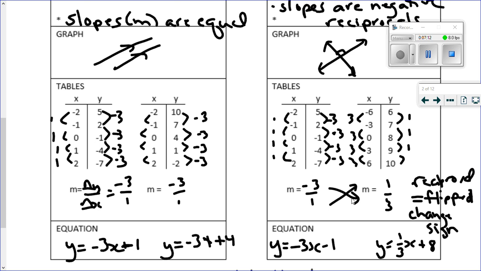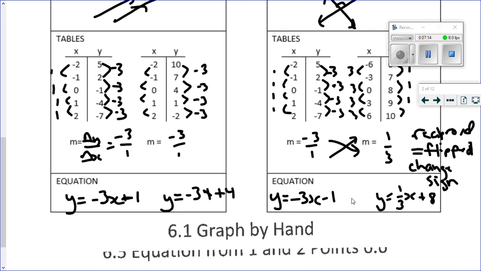I do want you to know, it doesn't really matter what your b value is. It's only the slopes that matter, okay? So it doesn't matter that here my b value is -1 and over here it's plus 8. It's the fact that it's a -3 for m and a positive 1/3 for m that makes it a negative reciprocal.